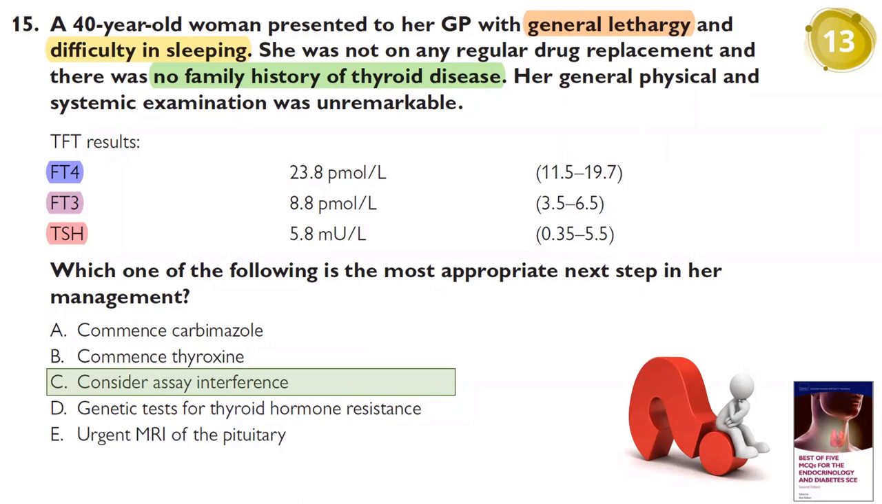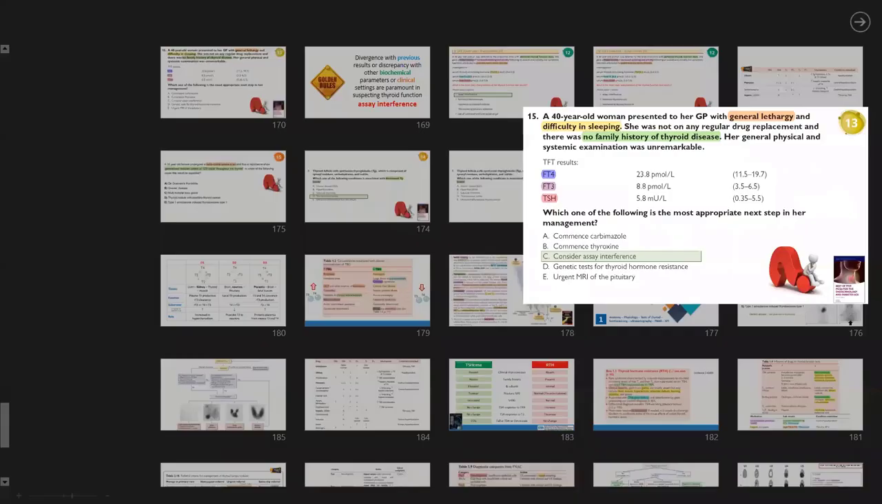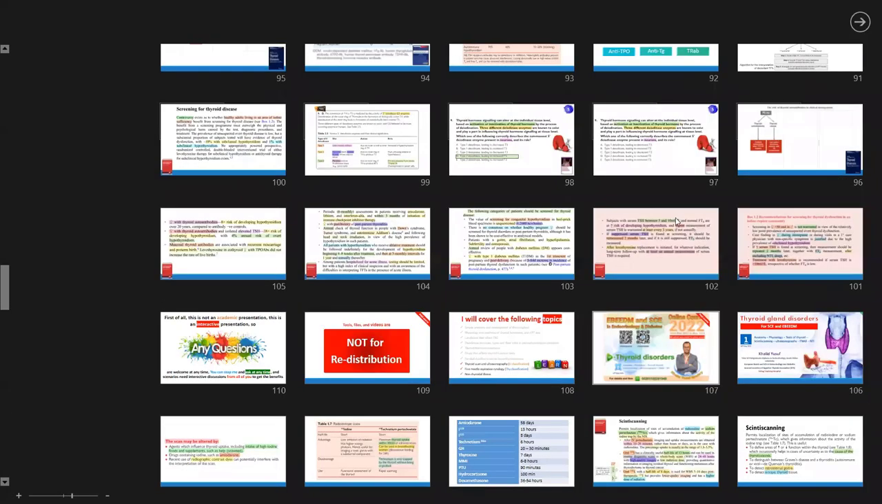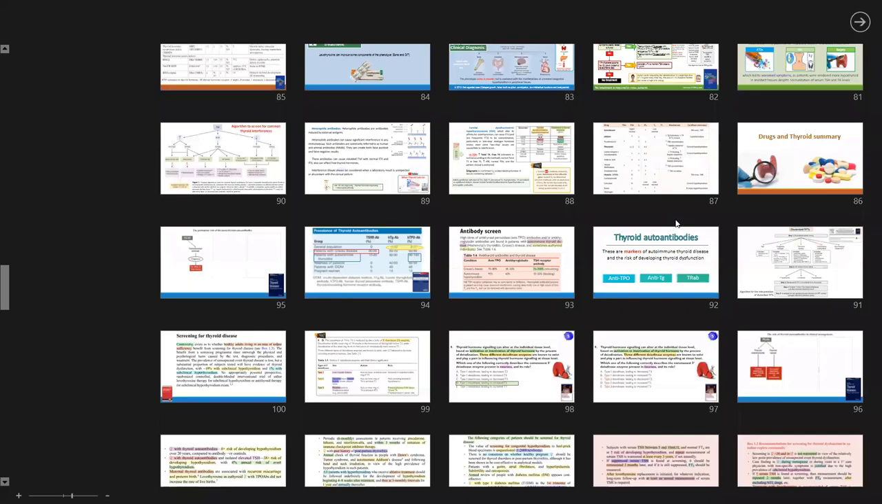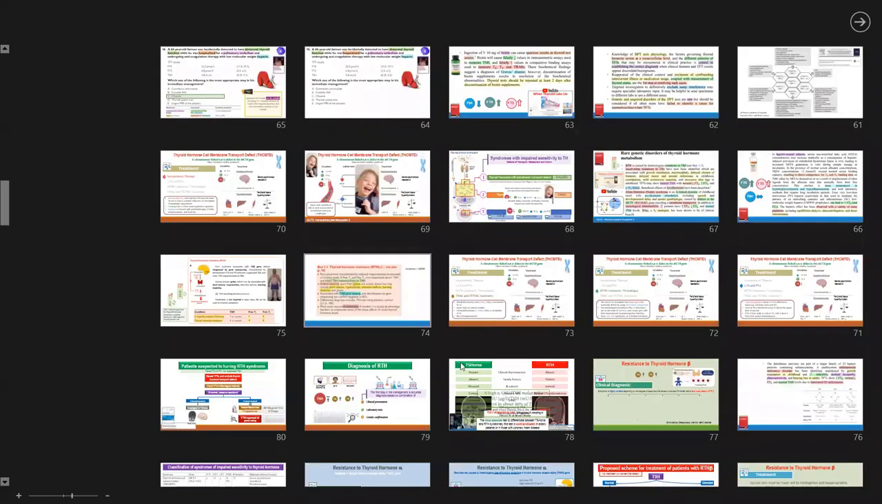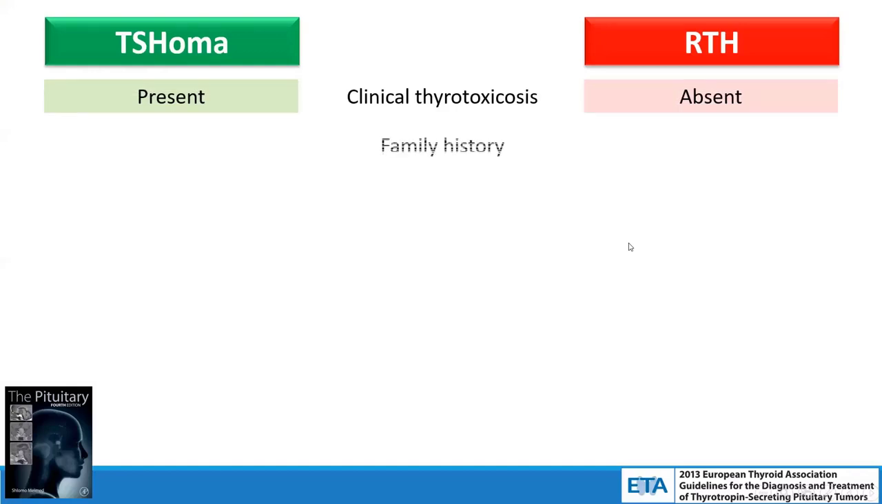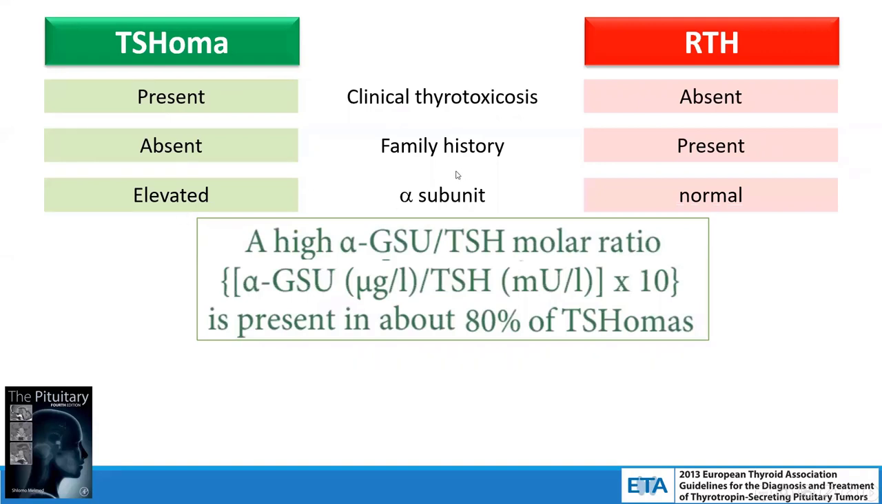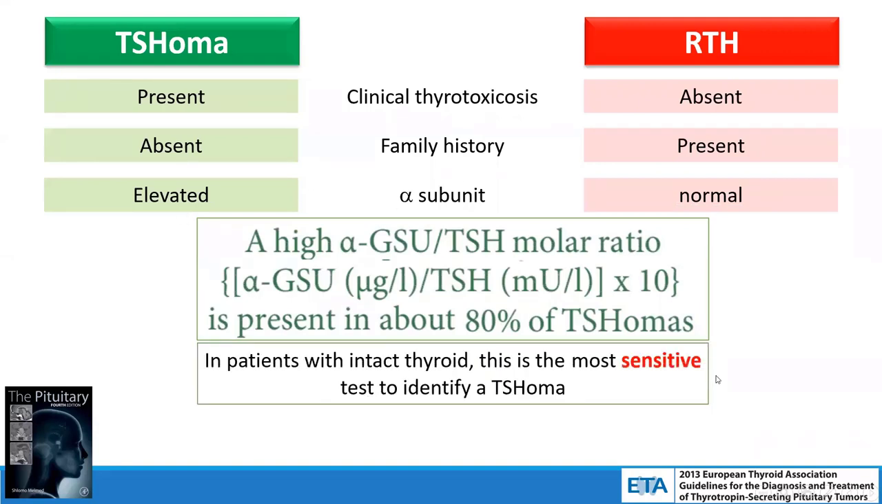Before genetic testing. And actually, this we'll discover in the next presentation. I will mention this because this is a very important thyroid hormone resistance syndrome. This is how to differentiate between the RTH and the TSHoma. The family history presenting the RTH and the absent alpha subunit is very important, and it is the most sensitive test to identify TSHoma.